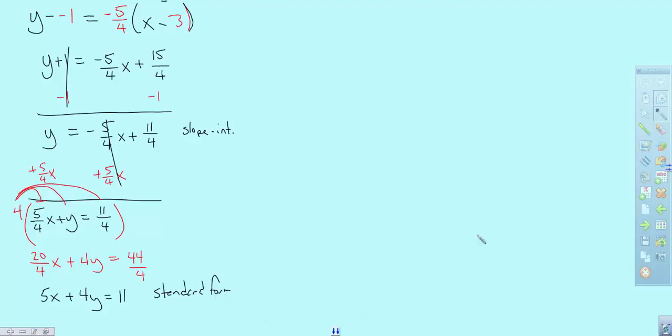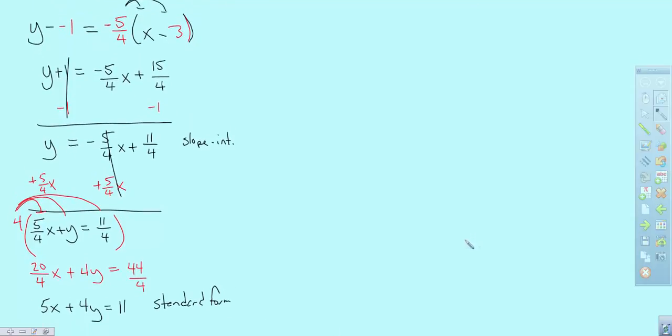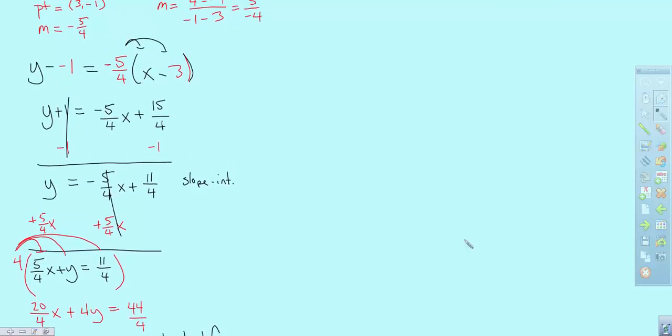Alright, so that's how, if I gave you 2 ordered pairs and told you to find the equation, that's how we would handle that. We'd have to find that slope first.